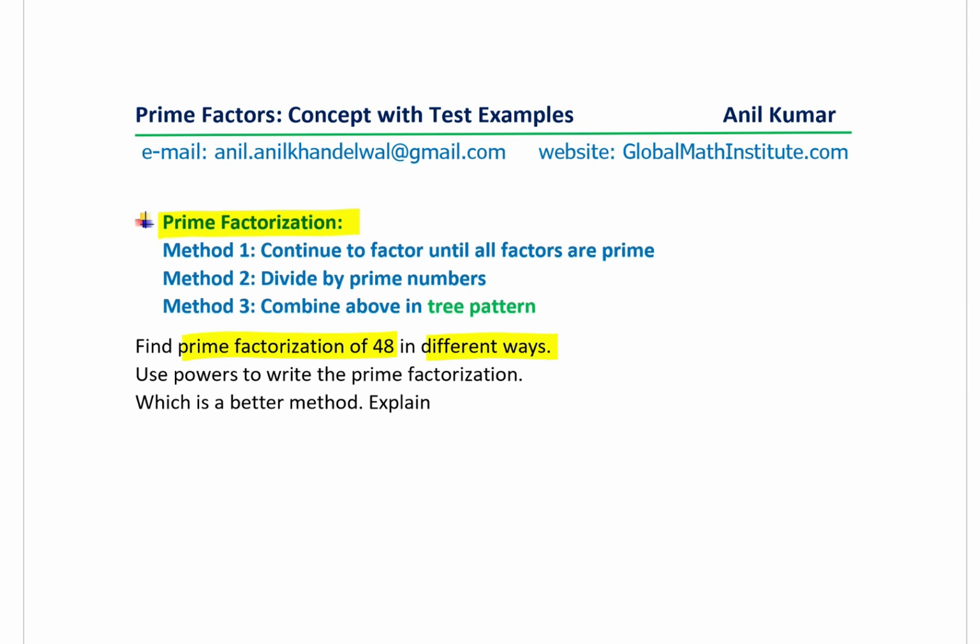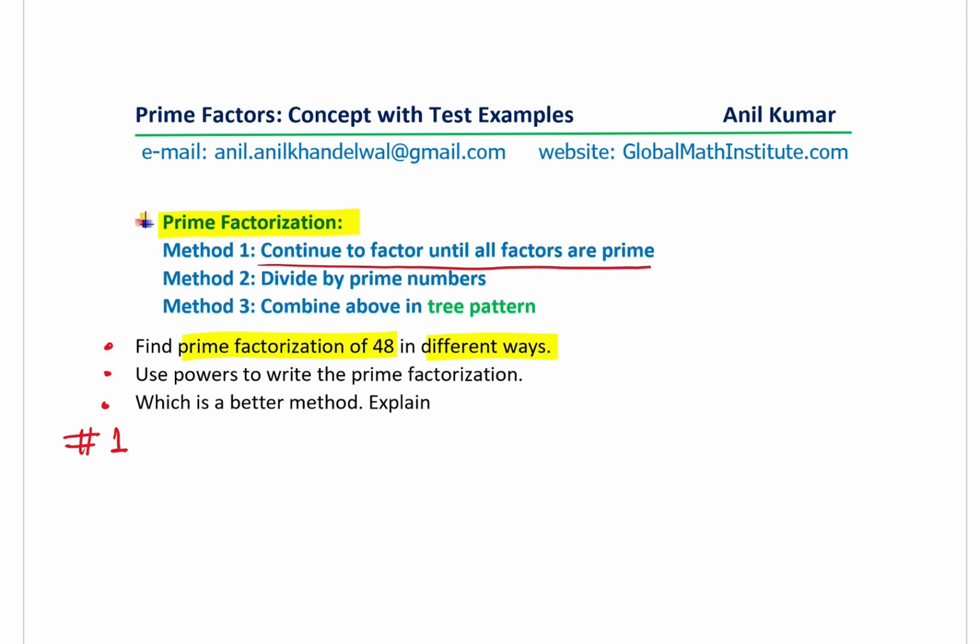Then the second part of this question is to use powers to write the prime factorization. And third, which is the better method? Explain. So we have three different ways, and we'll figure this out. Let's use method 1 first, which is to continue to factor until all factors are prime.